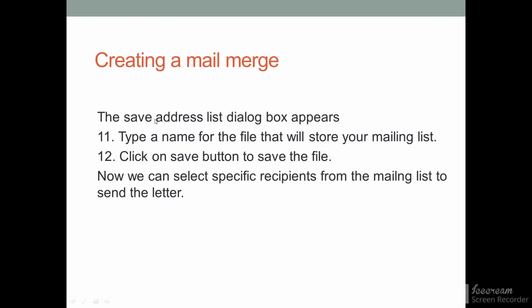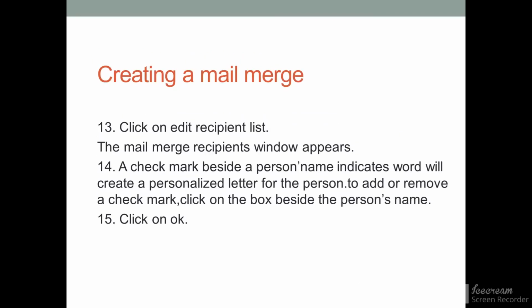Now next, the Save Address List dialog box appears. 11th point is type a name for the file that will store your mailing list. Next point, click on the Save button to save the file. Now you can select recipients from the mailing list to send the letter. 13th point, click on Edit Recipient List. The Mail Merge Recipients window appears.